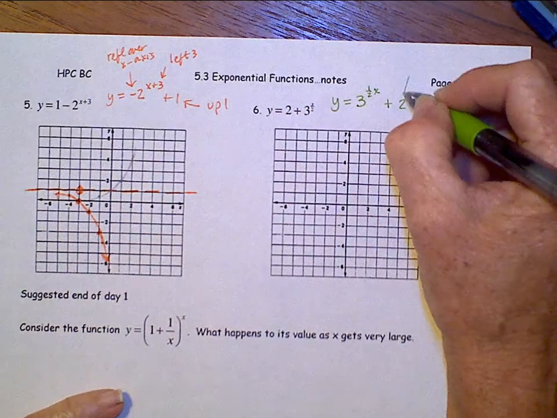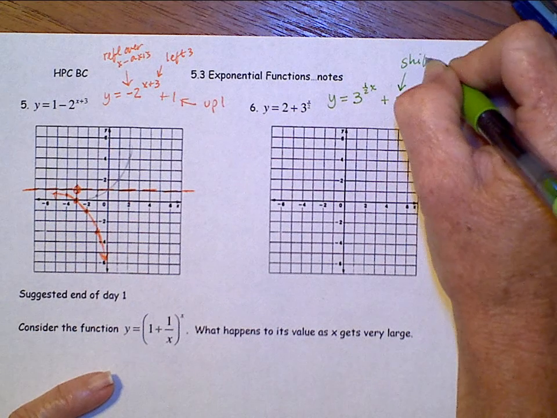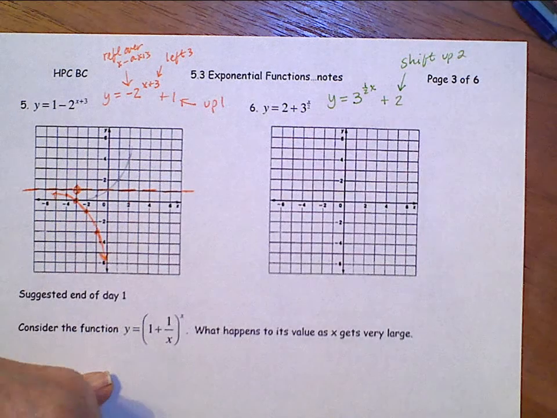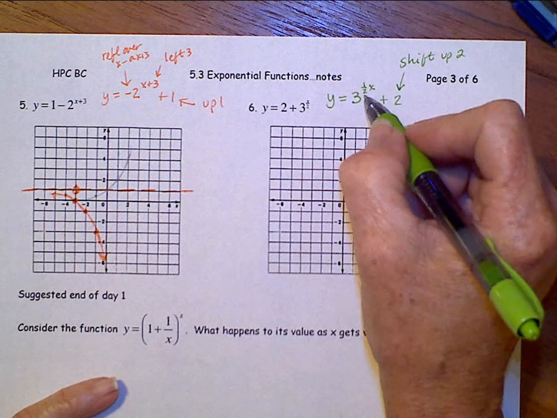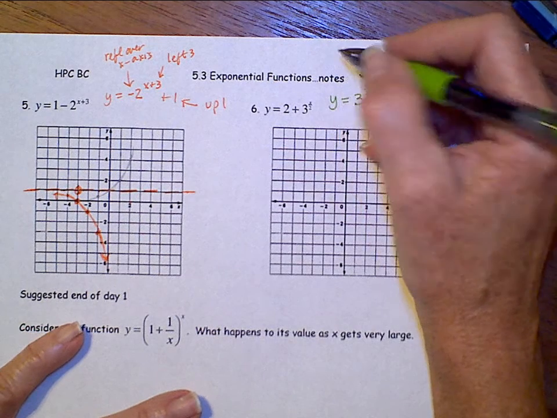This plus 2 is going to shift up 2 units. And this half here, because it's on the inside of the function, is going to be a horizontal stretch.